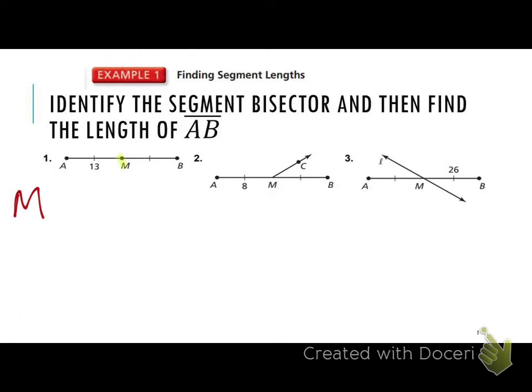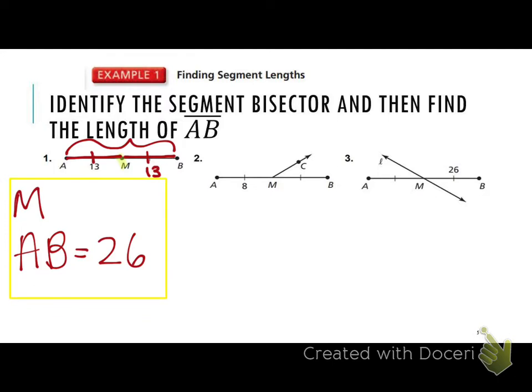The second thing we're going to do is find the length of AB. From A to M is 13. So what's the other portion? 13. So we want AB, right? So from A to B would be 26. So both are your answers. You want to end up circling both, or boxing both, highlighting both, however you want to do it.